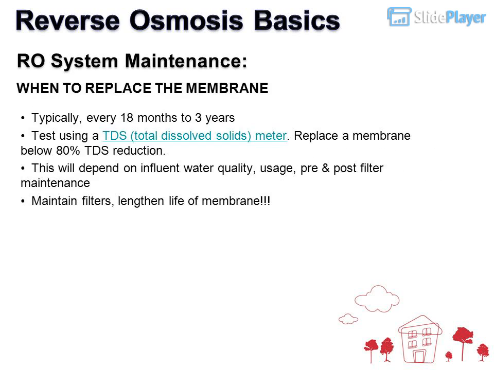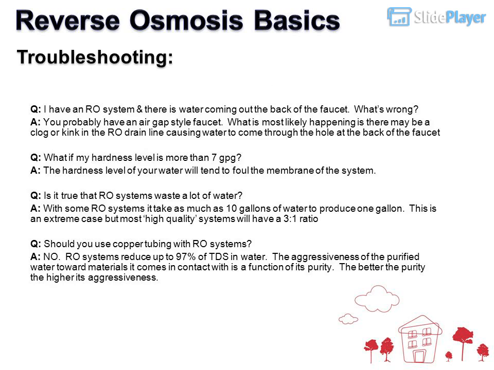When to replace the membrane. Reverse osmosis basics. RO system maintenance. When to replace the membrane. Typically, every 18 months to 3 years. Test using a TDS, total dissolved solids, meter. Replace a membrane below 80% TDS reduction. This will depend on influent water quality, usage, and pre- and post-filter maintenance. Maintain filters to lengthen the life of the membrane. Reverse osmosis basics.